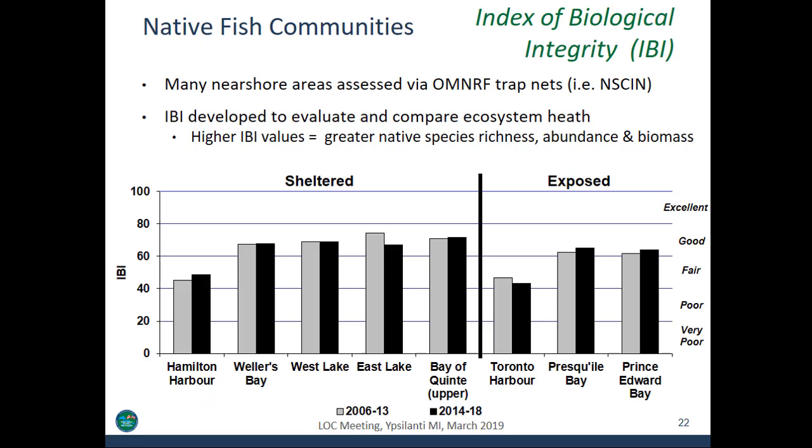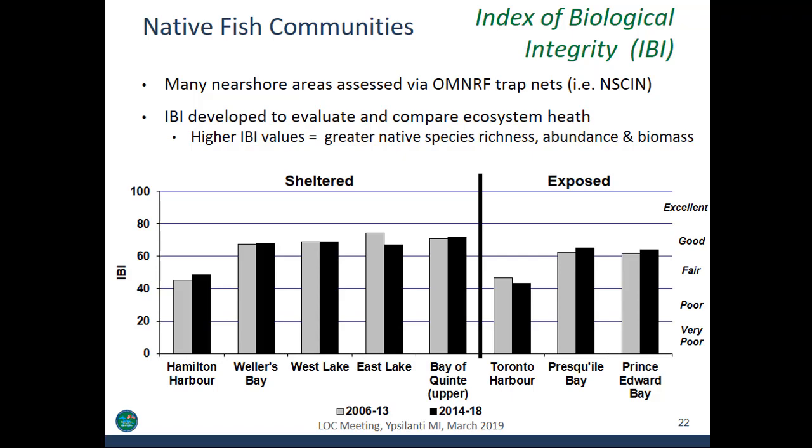So the first piece of information I'd like to pull on is our Index of Biotic Integrity. As I mentioned at the beginning, Ontario does trap netting in embayments on the North Shore of Lake Ontario in a variety of areas. We call this the Nearshore program, if you're familiar. In some areas we do them in sheltered, and some areas are exposed. But generally here, we use it as a metric to essentially evaluate and compare ecosystem health.